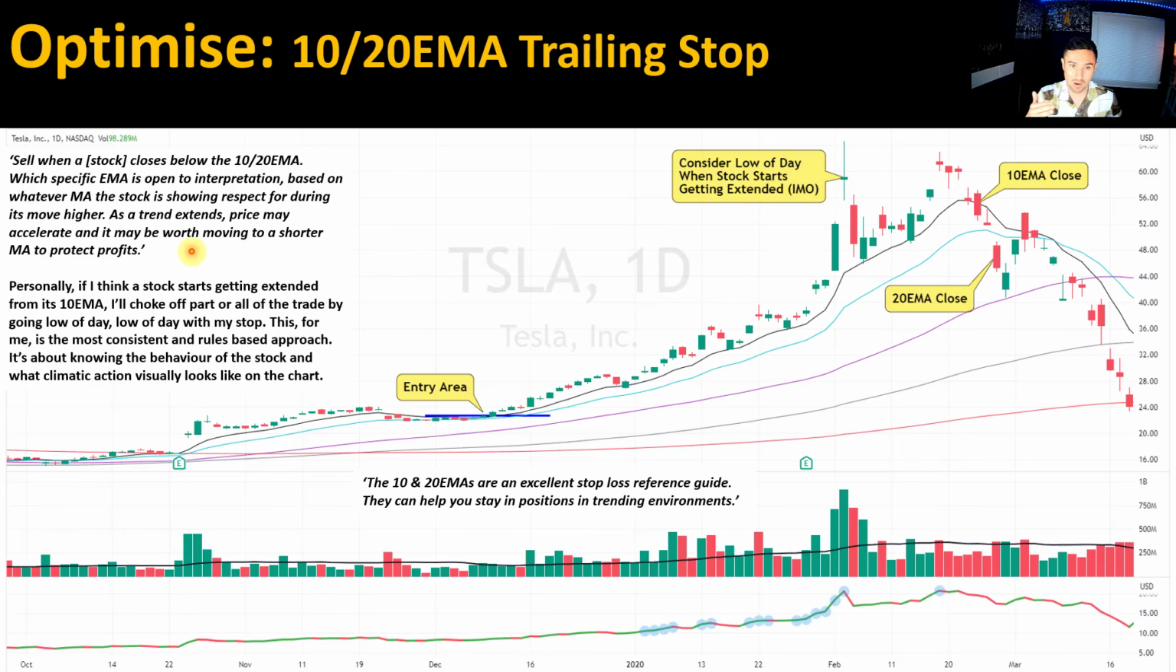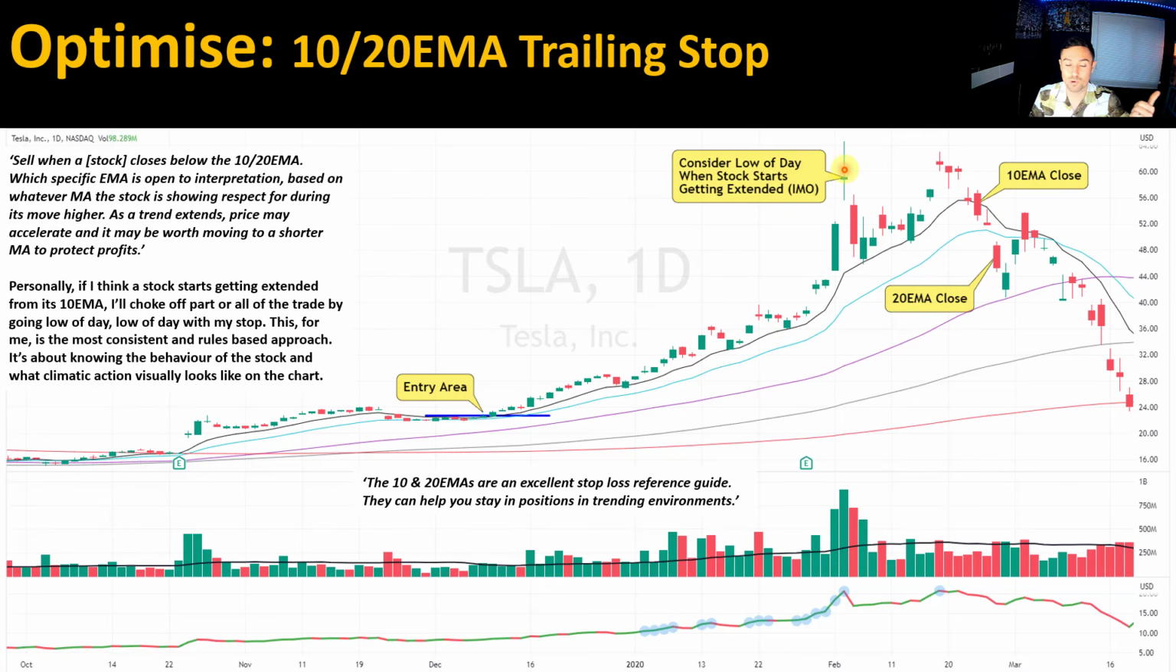So I will sell partials, it depends if it's extended, but I will look to free roll my trade early on, and then I will try and ride the 10 EMA and the 21 EMA for me, and I will sell a partial on a close below the 10 EMA and a partial on a close below the 21 EMA, but it depends if price gets extended. And remember what I was saying about lower the day, lower the day, lower the day.